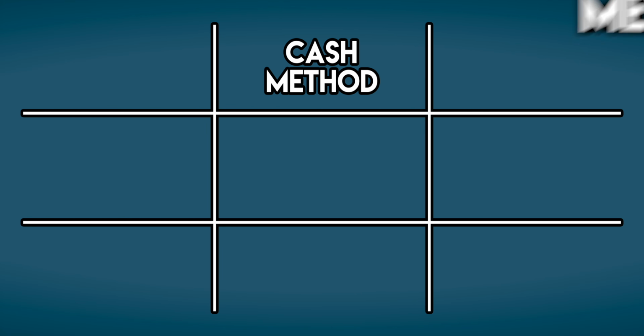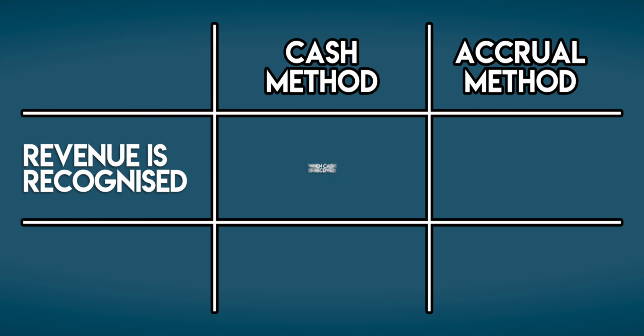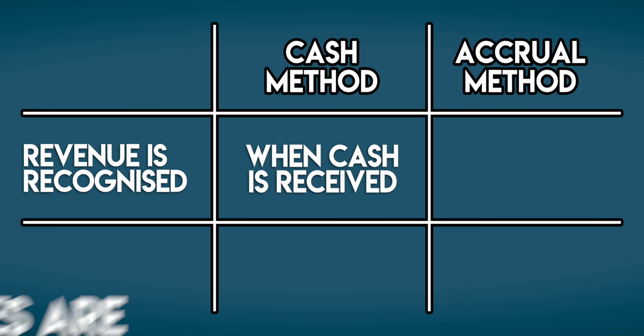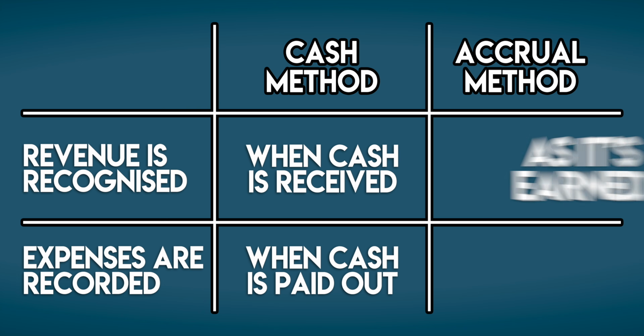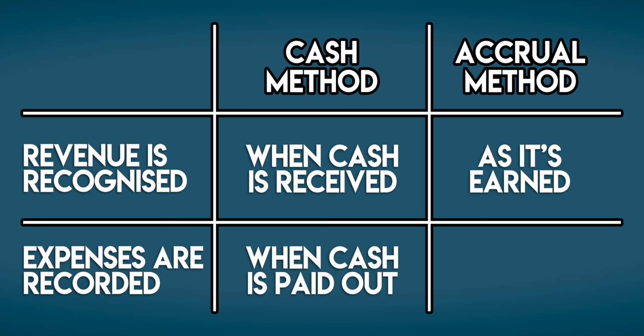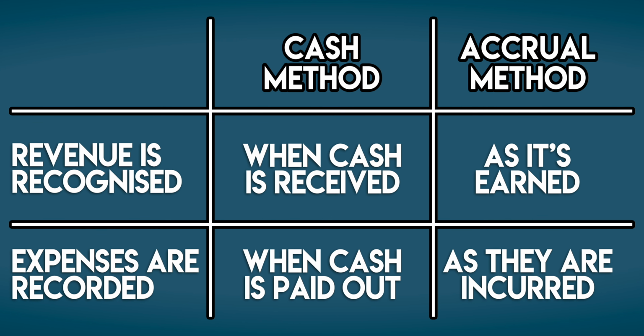In accounting, there are two main methods for preparing your books: the cash method and the accrual method. With the cash method, you recognize your revenue when cash is received and you record your expenses when cash is paid out. But under the accrual method, you recognize revenue as it's earned and record your expenses as they are incurred. So what does that mean?